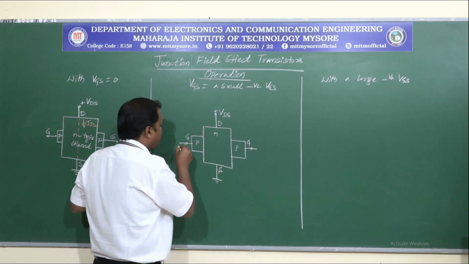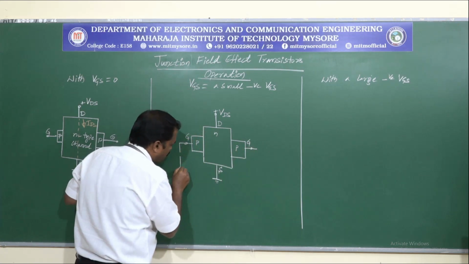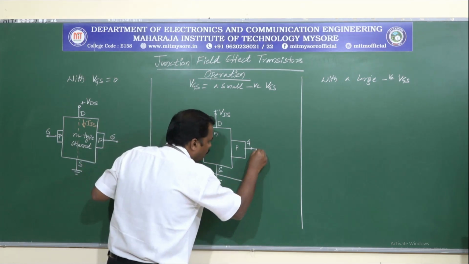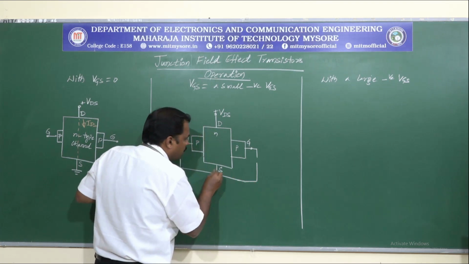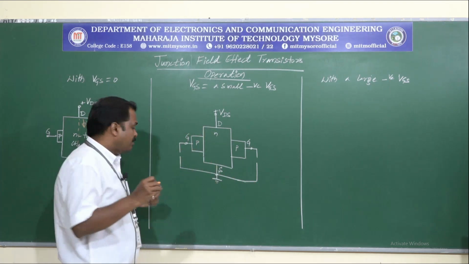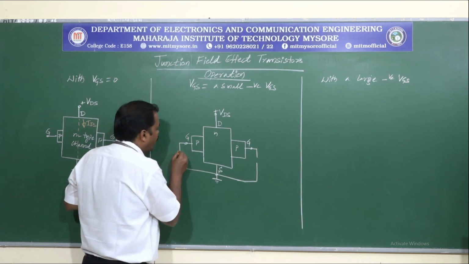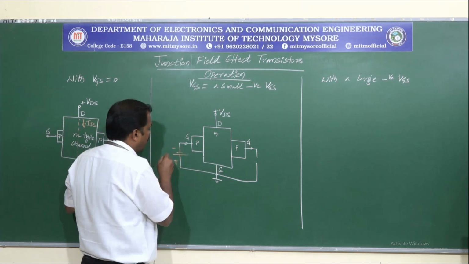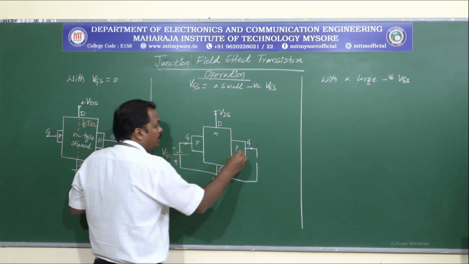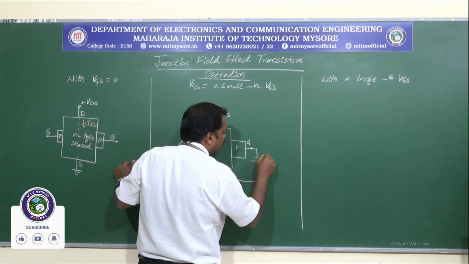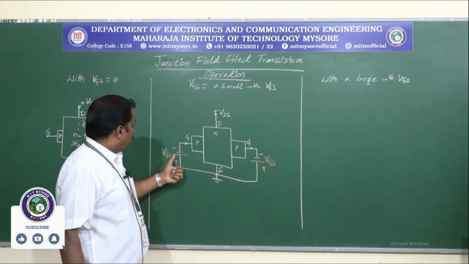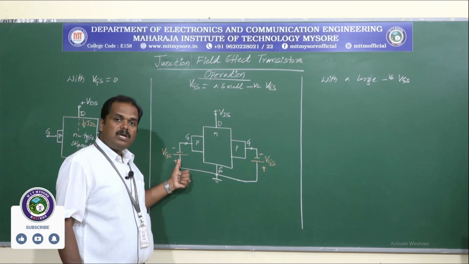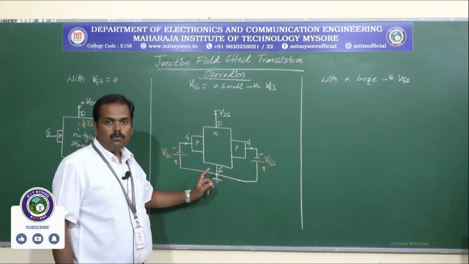And as we have considered here, this is the gate, so what we'll do here is apply a small negative VGS here also. So these two values are going to be the same. So what we have done is, a small negative voltage has been applied at the gate with respect to the source.